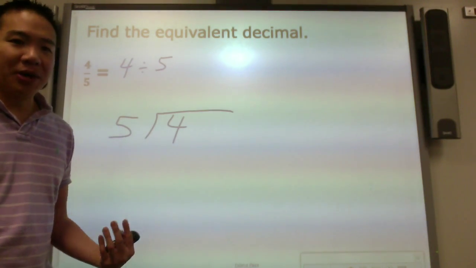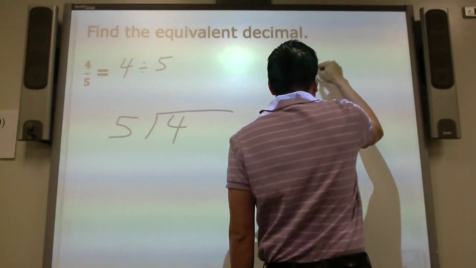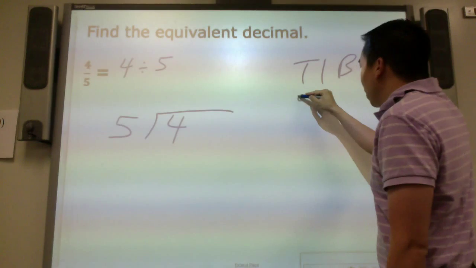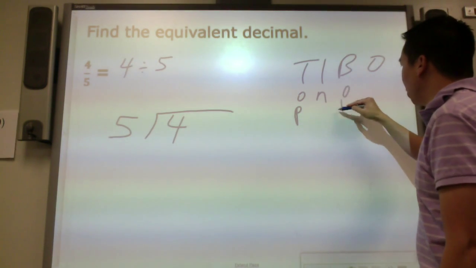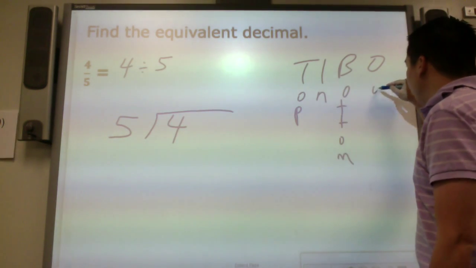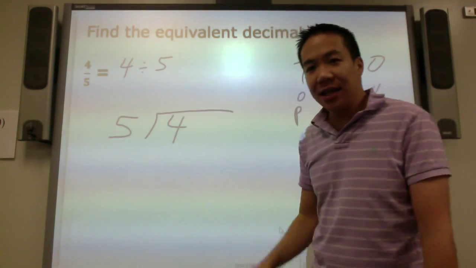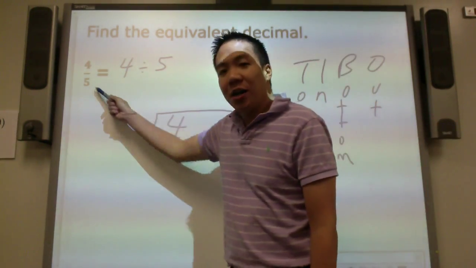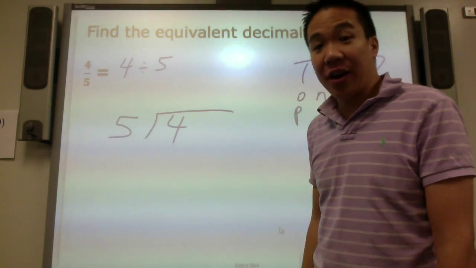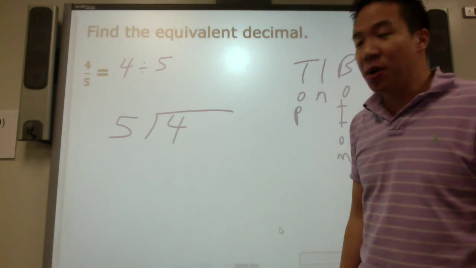Another way to remember it is something called tie bow. Tie bow means top goes in, the bottom goes out. The top number 4 goes in the division bar, the bottom goes out. So if you're having a hard time remembering, think of tie bow.